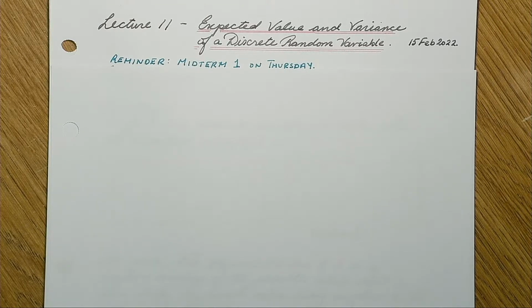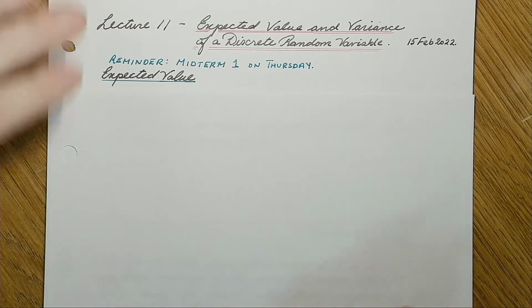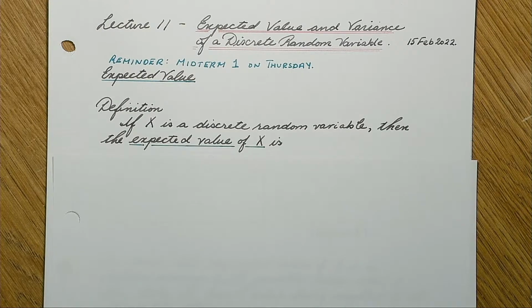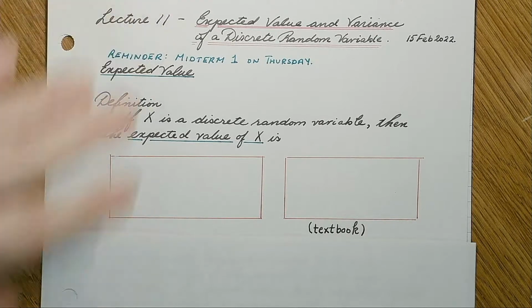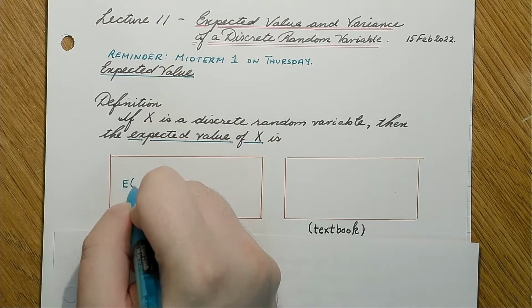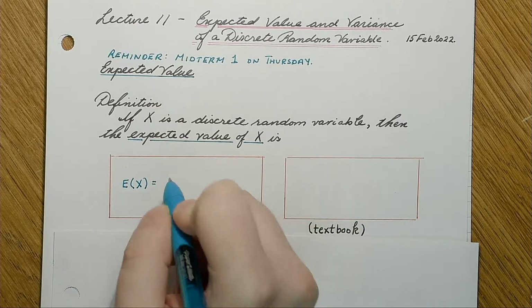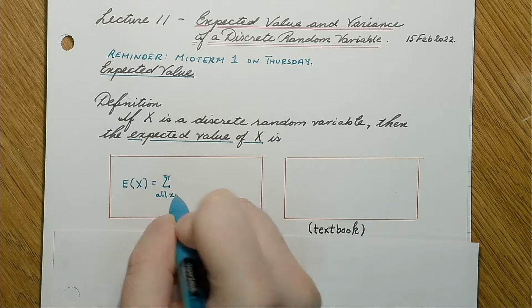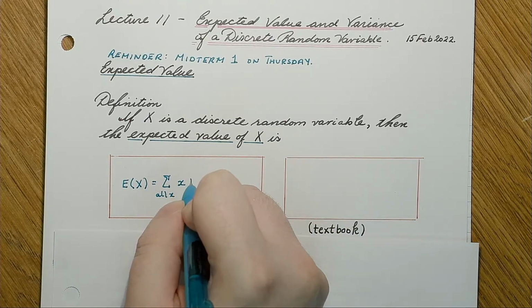We'll start talking about the expected value. So the expected value, we can have a definition here. If x is a discrete random variable, then the expected value is given by this formula. And we'll have to fill in the blank here. So the expected value is equal to the sum over all the possible values that x can be. So it's x times the probability.